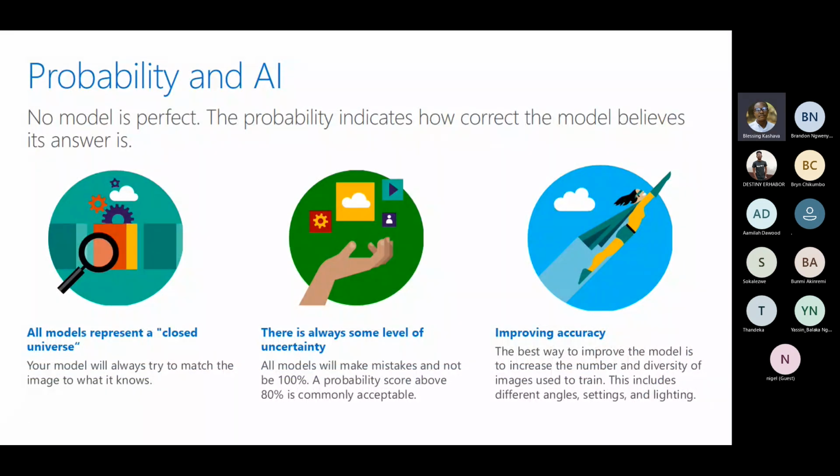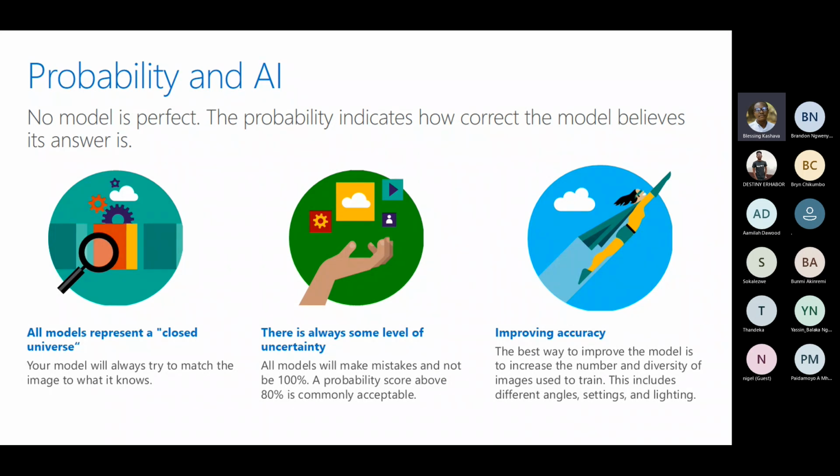Okay, probability and AI. No model is perfect. The probability indicates how correct the model believes its answer is. So the first thing you have to understand is all models represent a closed universe. This implies that if you're doing a classification for dogs, right, and you give it maybe 5, 6, 7 different breeds, what it knows, what it appreciates, this machine learning model, are the dogs, right? It's the entire universe. It's encompassed only by dogs.